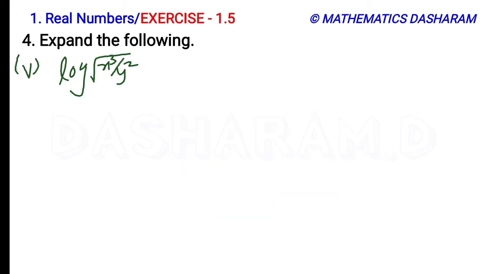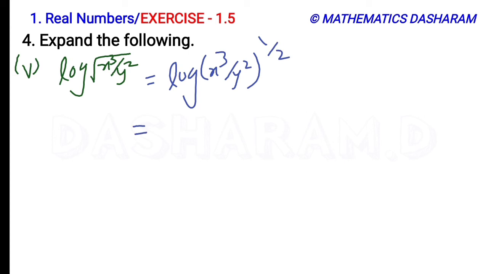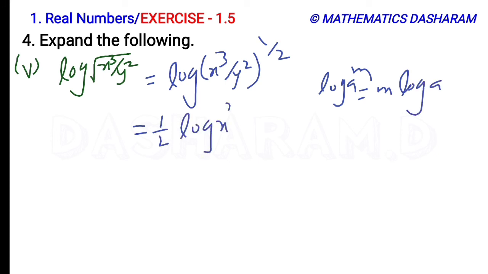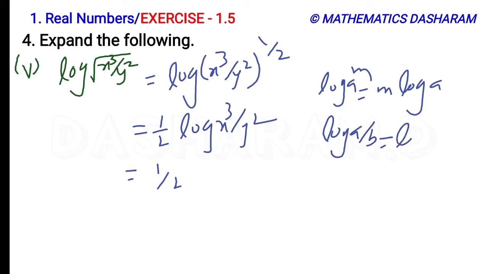Fifth question, log under root x cube by y square. First of all, exponential form of under root is x cube by y square whole power 1 by 2. So then log a to the power of m formula, that is m into log a. So then 1 by 2 into log x cube divided by y square. Now log a by b formula, log a minus log b.